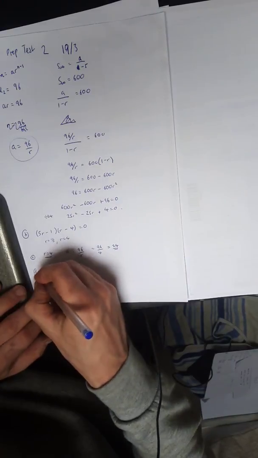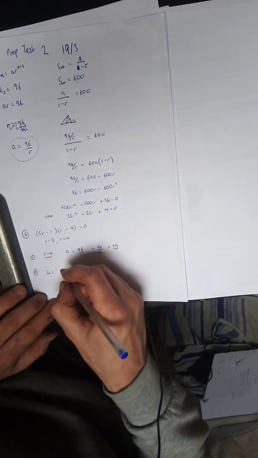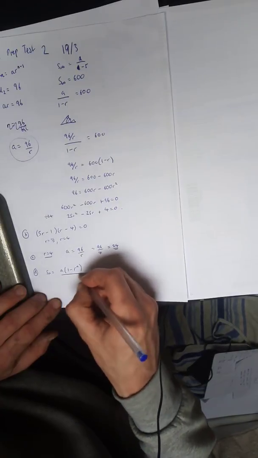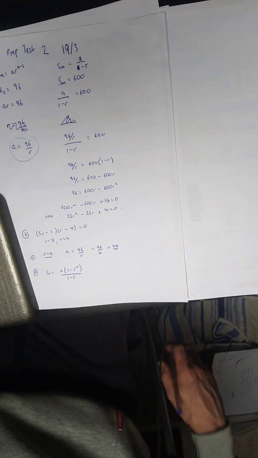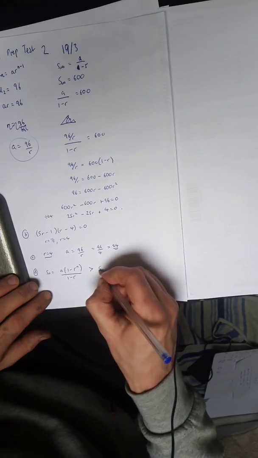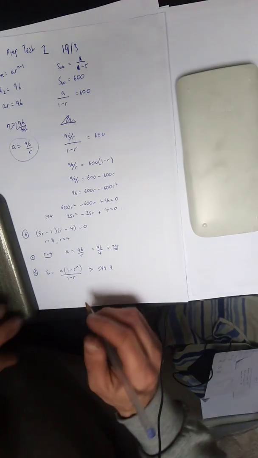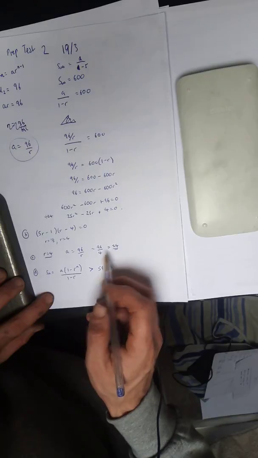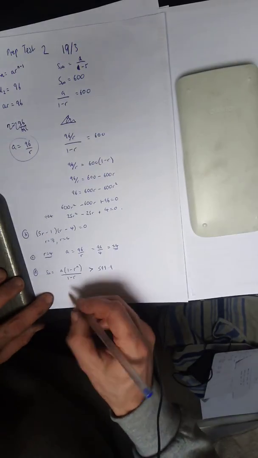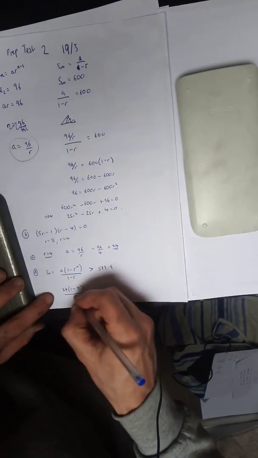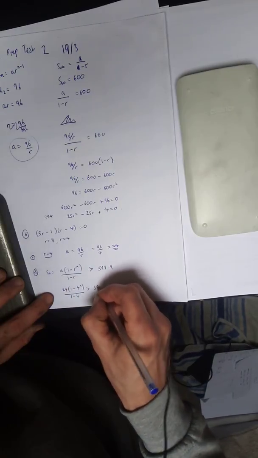So, what is Sn? We looked at this in proof the other day, didn't we? Sn is A times 1 minus R to the n over 1 minus R. So we want that to be bigger than 599.9. I'm going to get my calculator ready. And we know A is equal to 24 and R is equal to 4. So we've got 24 times 1 minus 4 to the n over 1 minus 4 is bigger than 599.9.